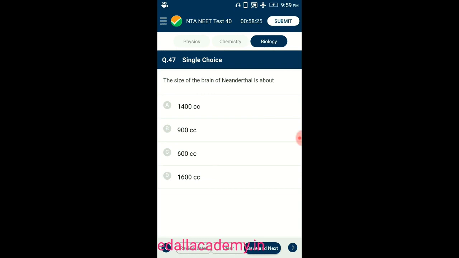Question number 47. The size of the brain of Neanderthal is about. The Neanderthal man with a brain size of 1400 cc lived in the Near East and Central Asia between 1 lakh to 40,000 years back. They used hides to protect their body and buried dead bodies. So the answer for this question is option A, 1400 cc.